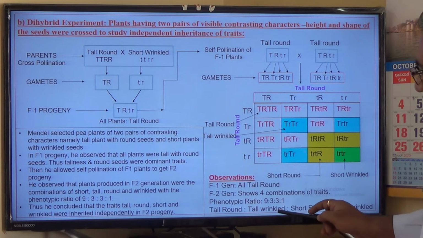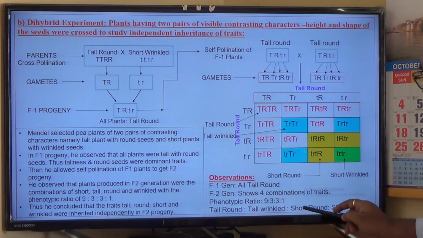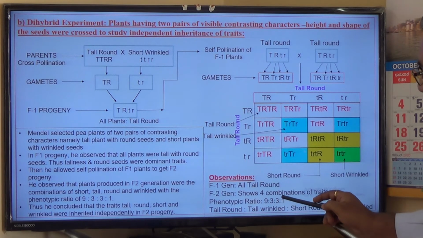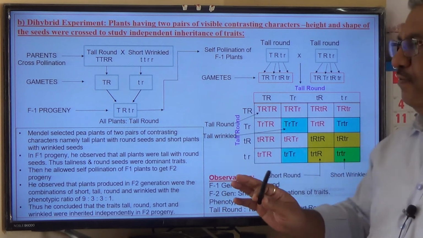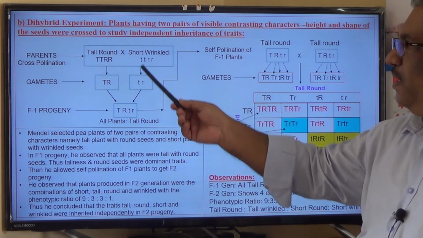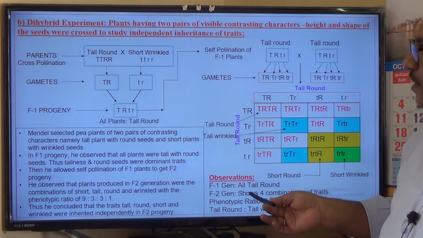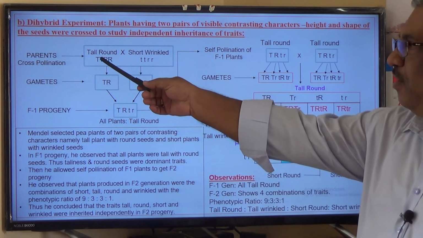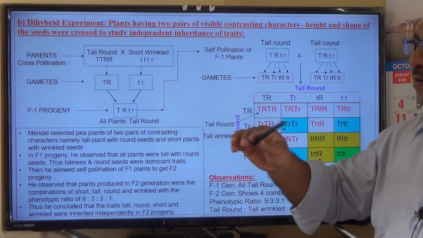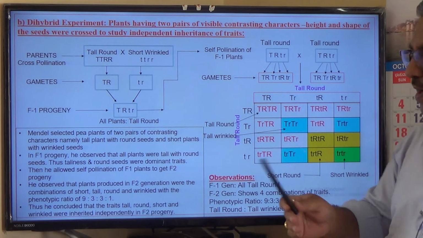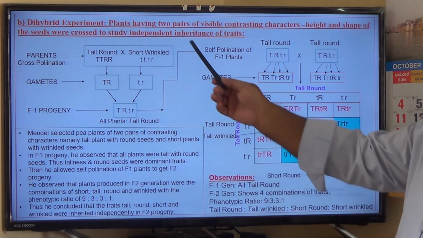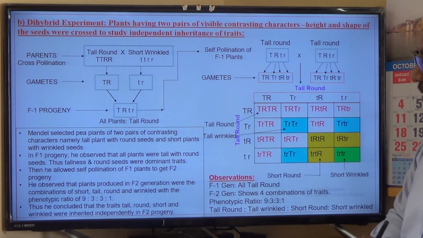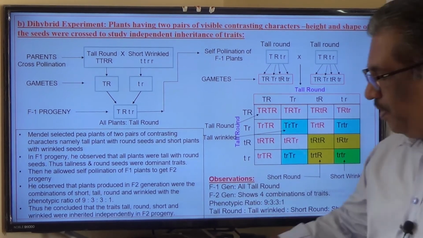So finally here we obtained tall round is to tall wrinkled is to short round is to short wrinkled as 9:3:3:1 ratio. That means the whole idea of this experiment is that irrespective of which plant we considered in the F2 generation, tallness, roundness, shortness and wrinkledness were independently inherited and we could obtain this combination. So this experiment is to demonstrate the independent inheritance of traits. Okay, so make a note of this one. I hope you have noted down.